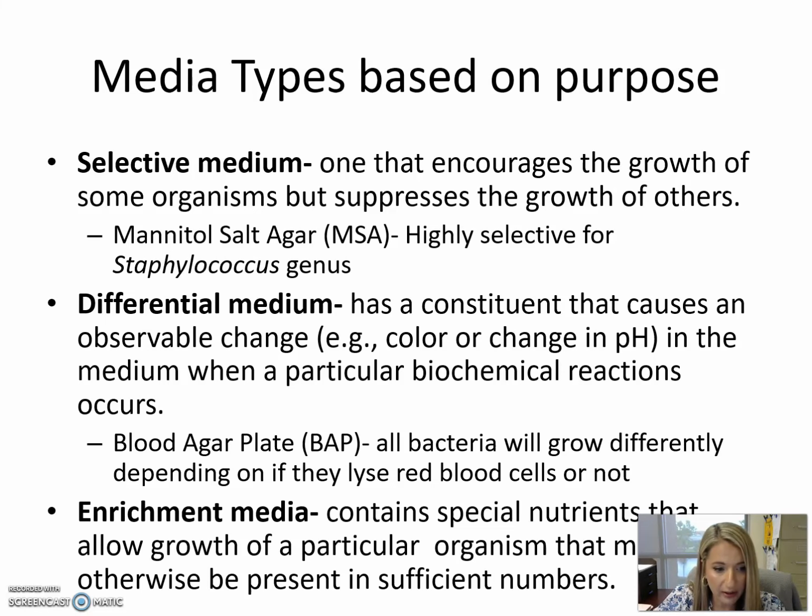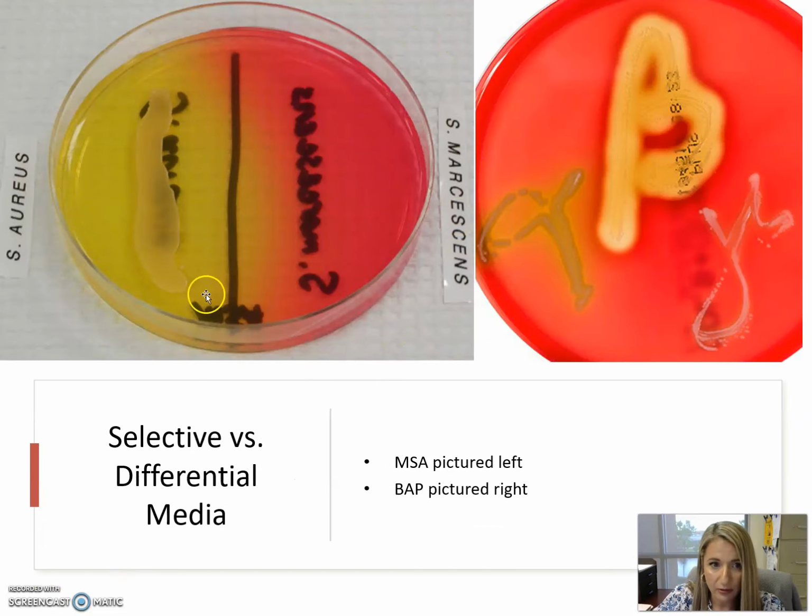So if we were looking at a mannitol salt agar plate, which we see right here, if we put two different types of bacteria in this plate, because of the inhibitory process, only one would grow.